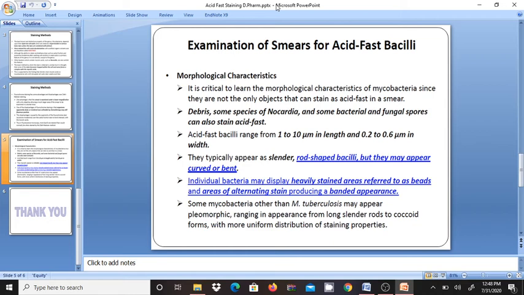Individual bacteria may display heavily stained areas referred to as beads and areas of alternating stain producing a banded appearance. Some mycobacteria other than Mycobacterium tuberculosis may appear pleomorphic, ranging in appearance from long slender rods to coccoid forms with more uniform distribution of staining properties.